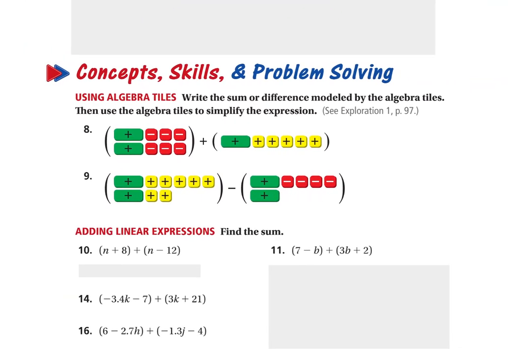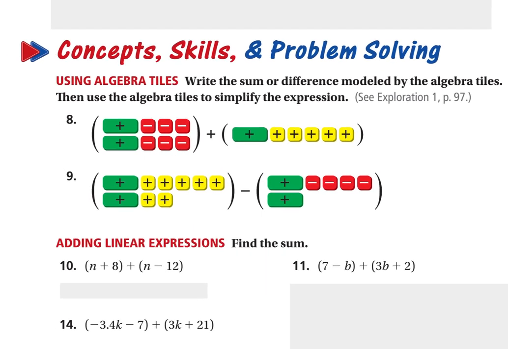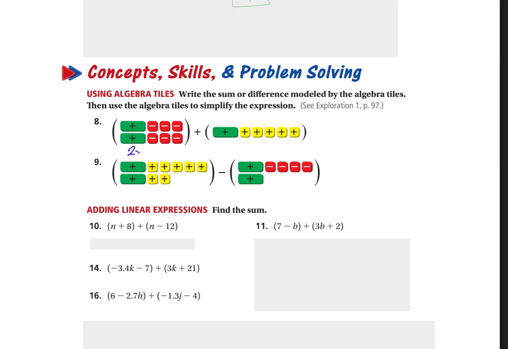If this confused you by just the look of them, those are the X's. Number 8 is really 2x minus 6 in those parentheses, plus x plus 1, 2, 3, 4, 5. So we're supposed to write the sum or difference modeled by the tiles, then simplify it. One thing I forgot to do is slap some parentheses on there.